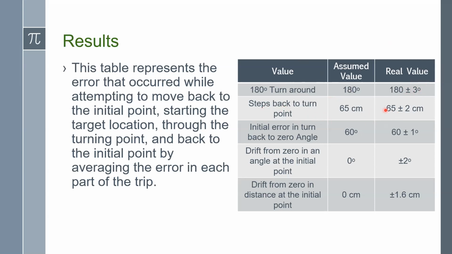Now, on the way back, the robot actually performed a slight error in the distance passed. Instead of 65, sometimes it gave us 63, 62, and sometimes it gave us 67. So it may cross beyond or stop before.